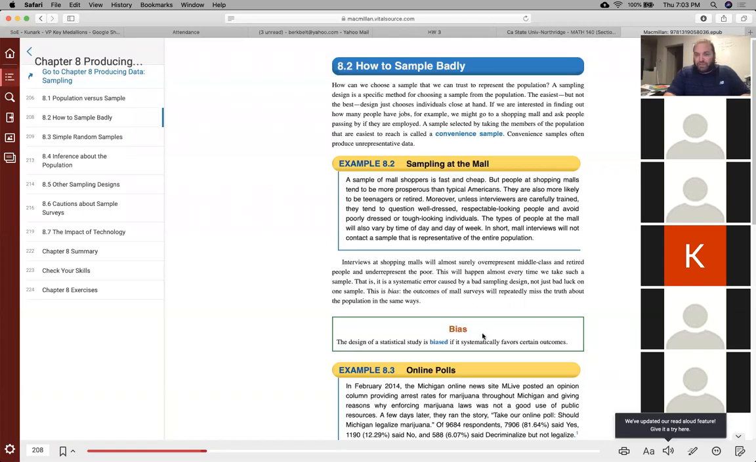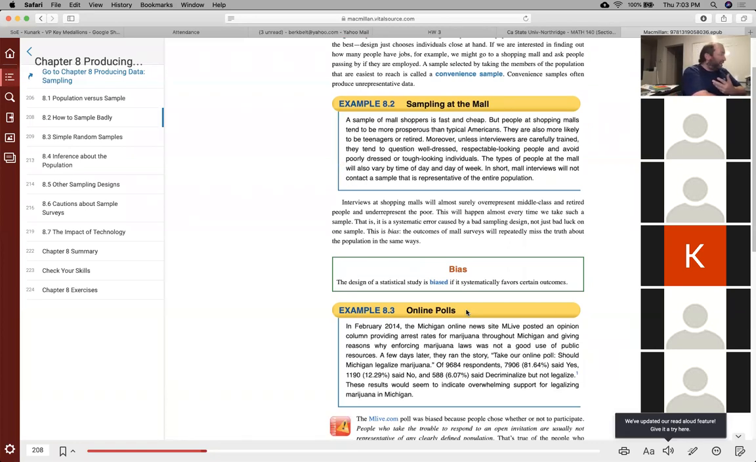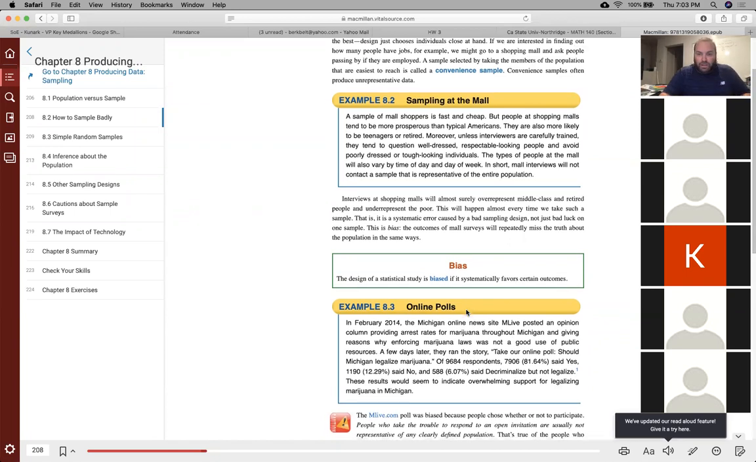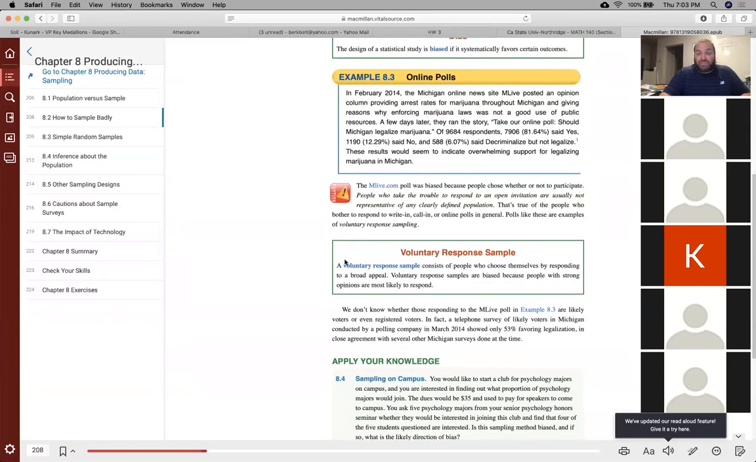A biased sample in general favors certain outcomes over others inherently. So the basketball example was a biased sample because people who go to a basketball game probably are going to like basketball. The other type of bad sample is called a voluntary response sample. A voluntary response sample is people who choose to respond on their own. What's an example of a voluntary response sample?